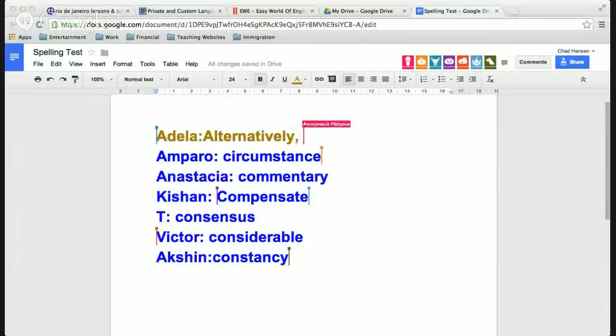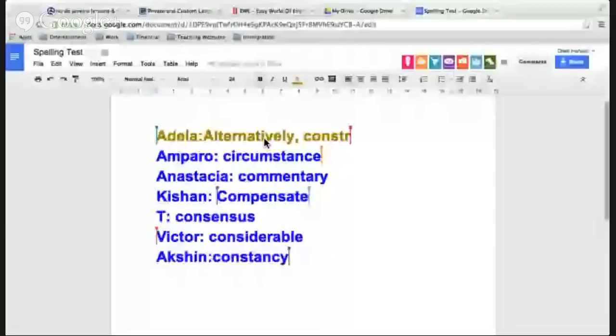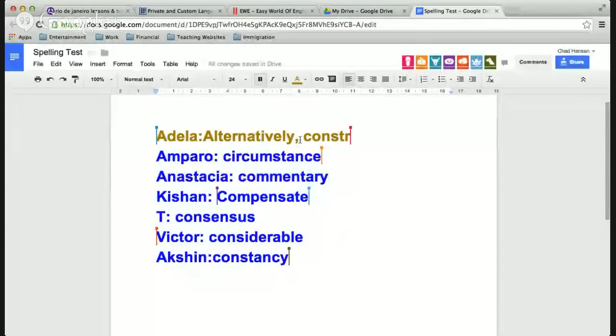And Adela, your word is constraint. Constraint. Constraint. No. Almost. Okay, that would be constrained. Okay, so take off the ED.